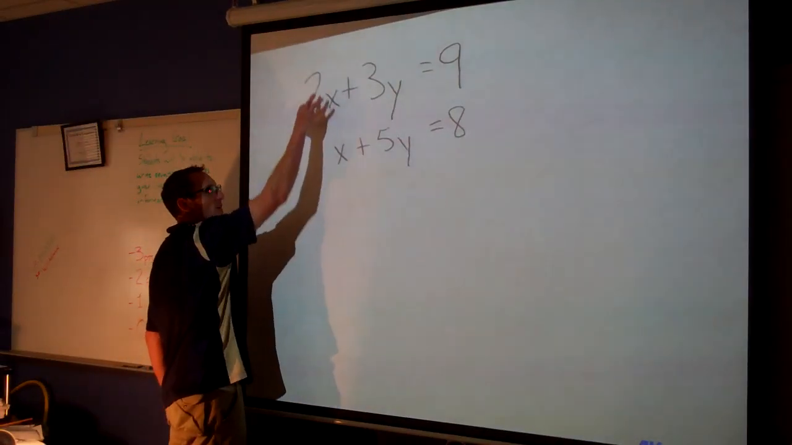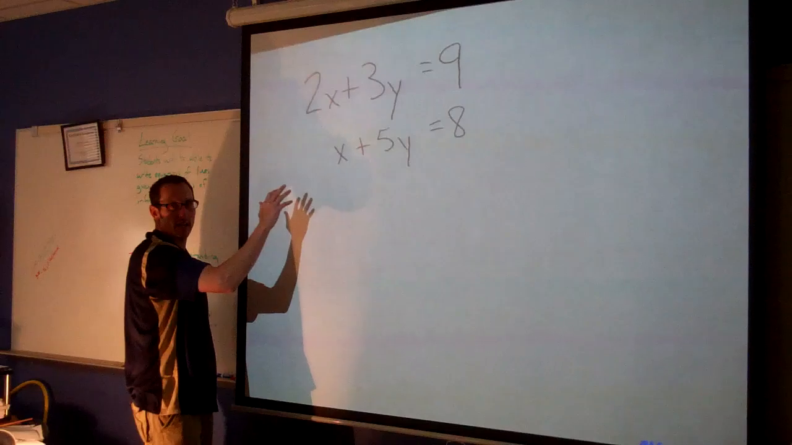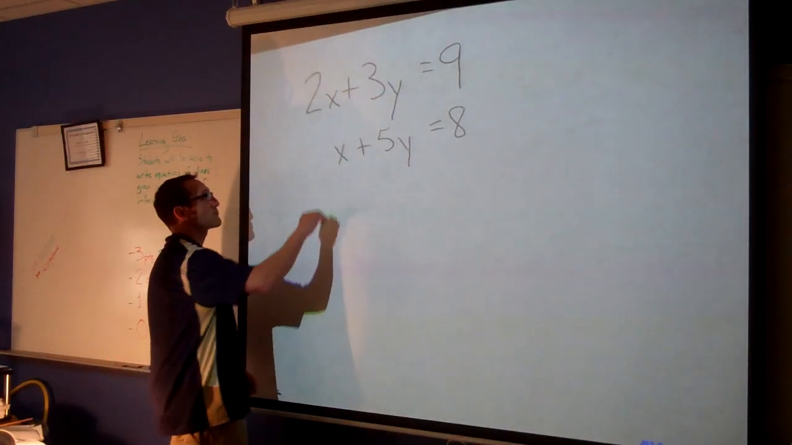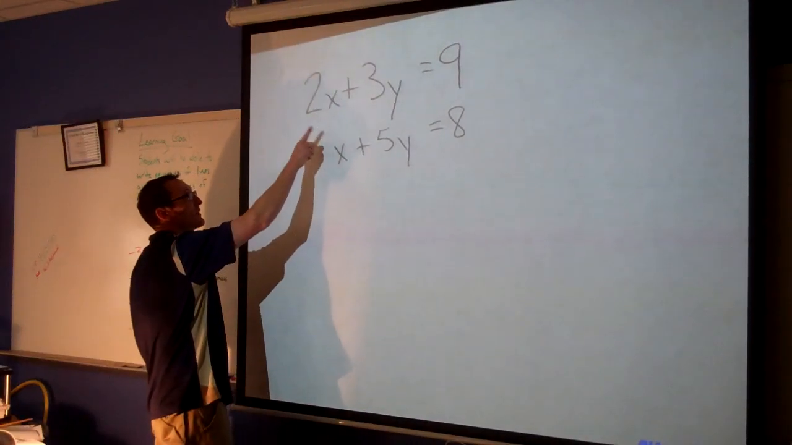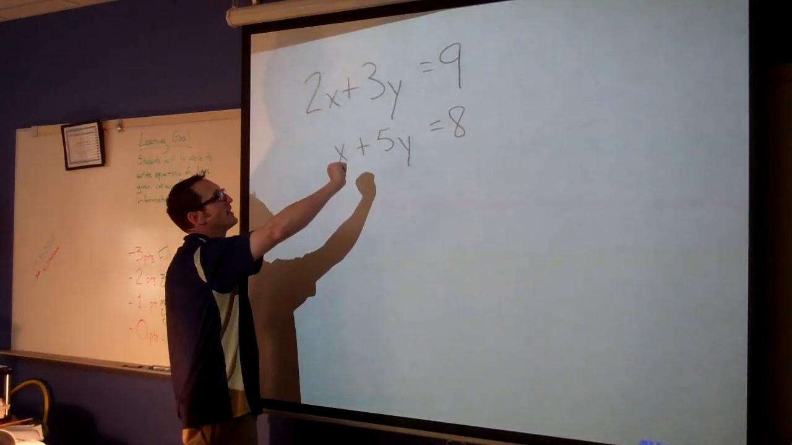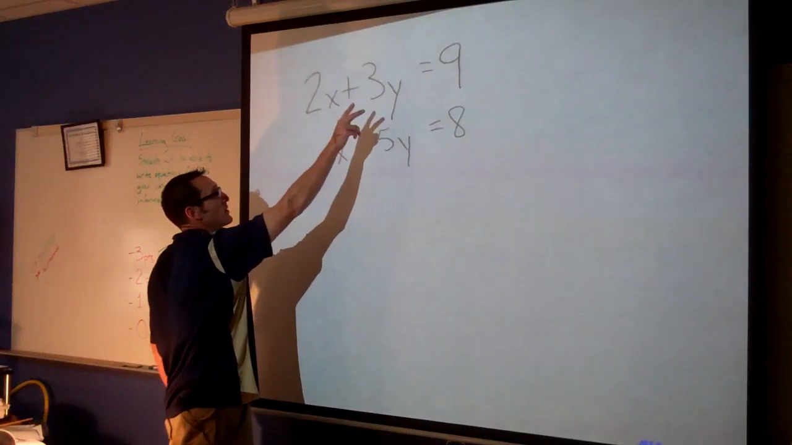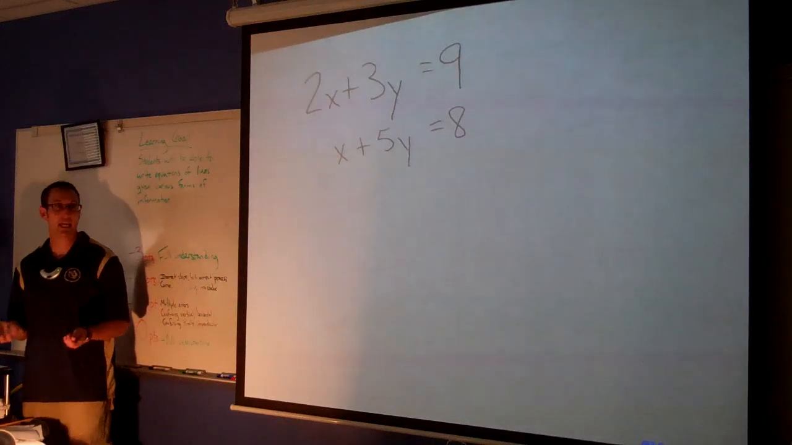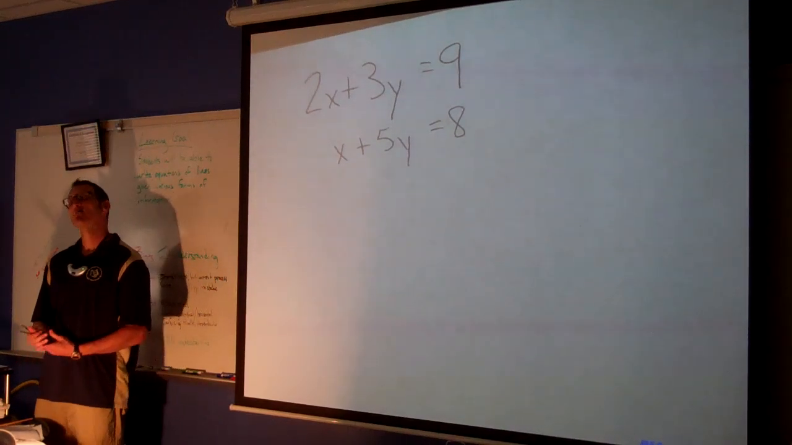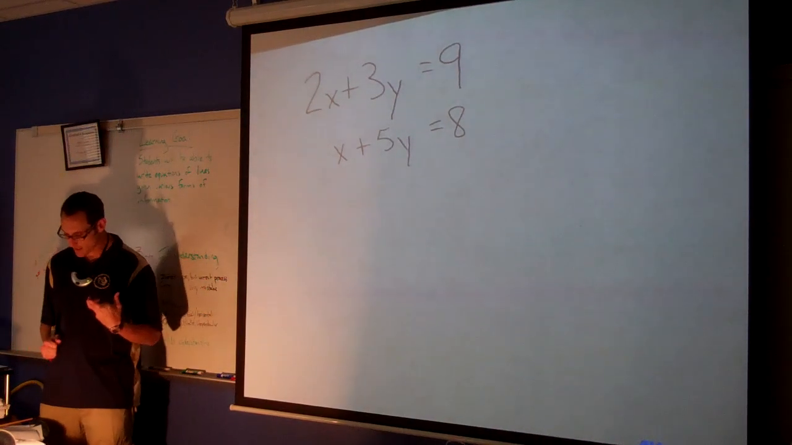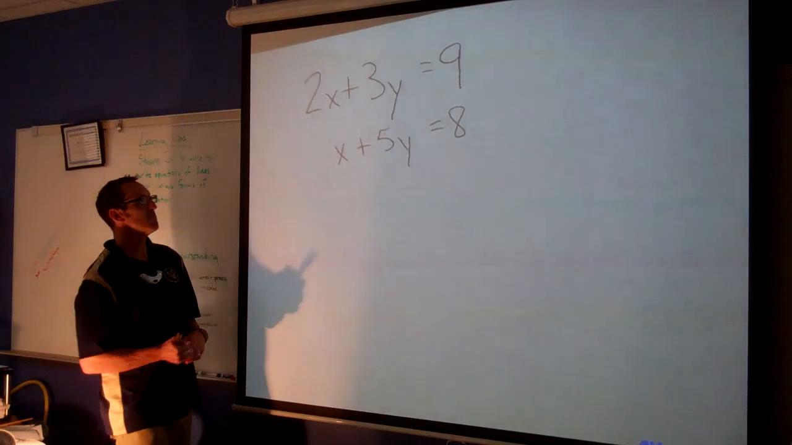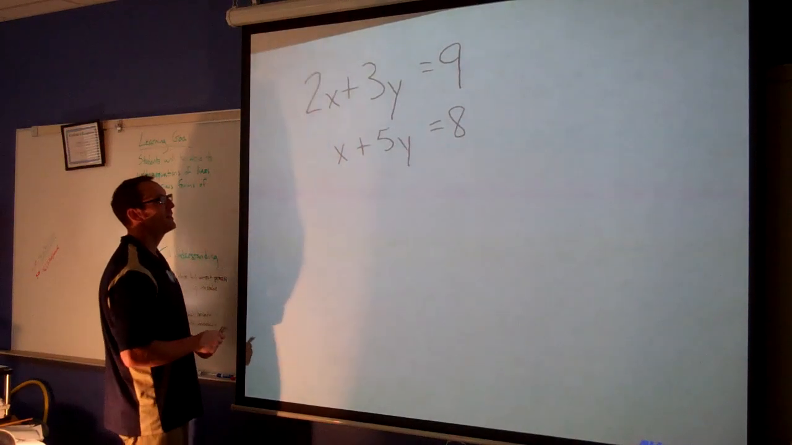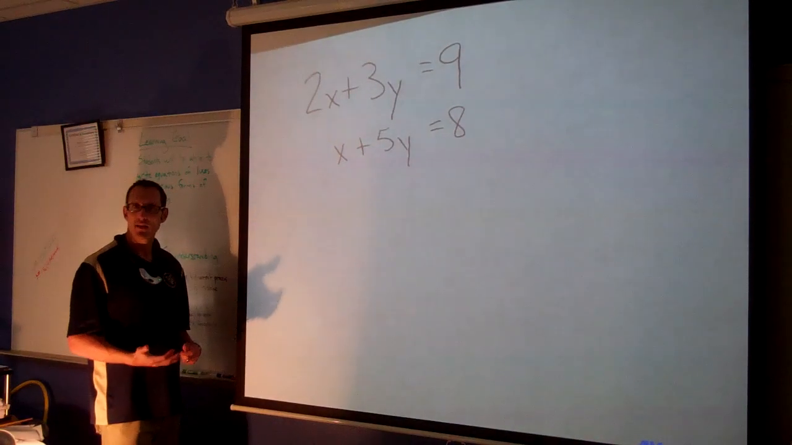If I add straight down, my x's won't cancel. If I add straight down, my y's won't cancel. If I subtract straight down, 2x minus x does not cancel. If I subtract straight down, 3y minus 5y does not cancel. So I can't use elimination yet. But remember that previous note. Can I think of a number that we could multiply one of these equations by that would allow cancellation? I have to think of a what-if scenario.